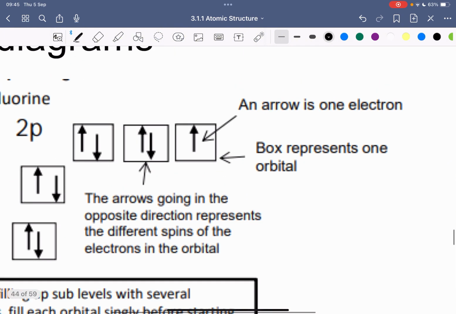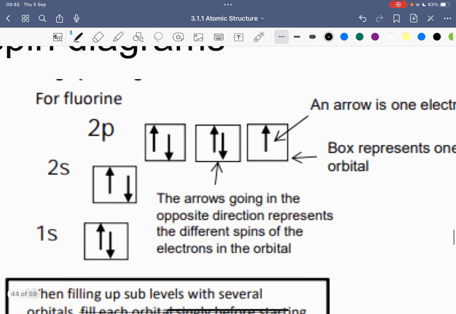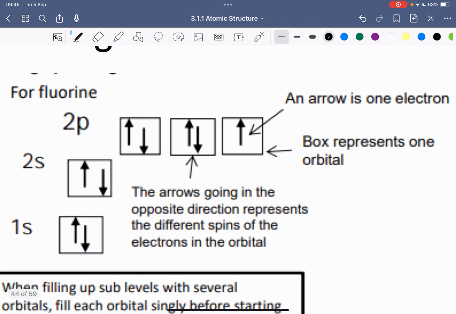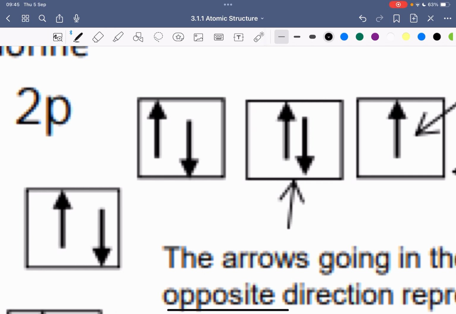We can also use spin diagrams to help visualize these electrons. So the arrow represents 1 electron, and each box represents 1 orbital. Like we said before, in each orbital we can fit up to 2 electrons. That's why you see a maximum of 2 electrons in each box. The arrows, you need to make sure they're going in opposite directions if they're in the same box like this.